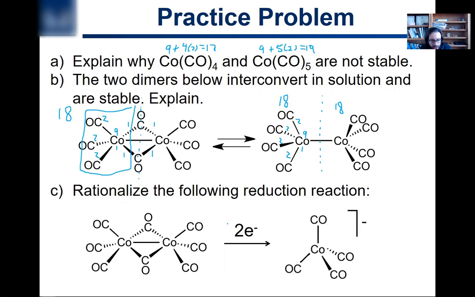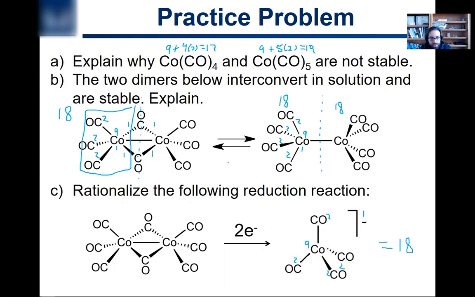All right, rationalize the following reduction. Well, this is the structure that we just looked at. So, okay, fine, this is stable because of the 18 electrons. Why would adding 2 electrons to this cause it to turn into a monomer? Well, we can look at this, and this structure is pretty simple. Cobalt has 9, 2, 2, 2, 2 for each carbonyl, 1 more for the charge. If you add all that up together, 9 plus 2 plus 2 plus 2 plus 2 plus 1, that equals 18.